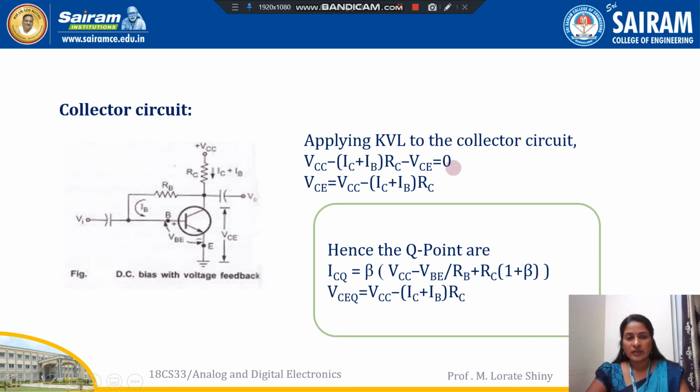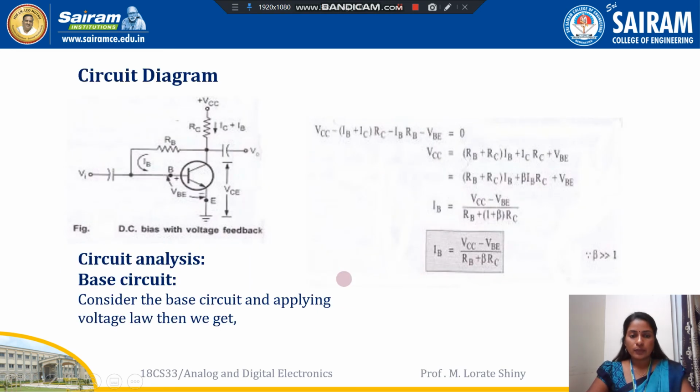So in this equation, I can take VCE this side. So remaining all the terms will move that side. VCE equals VCC minus (IC plus IB) into RC. This is the second equation. So now we can write the Q points. The Q points are ICQ and VCEQ. So while writing Q points, you have to write ICQ and VCEQ. You should not write only IC and VCE, but ICQ and VCEQ.